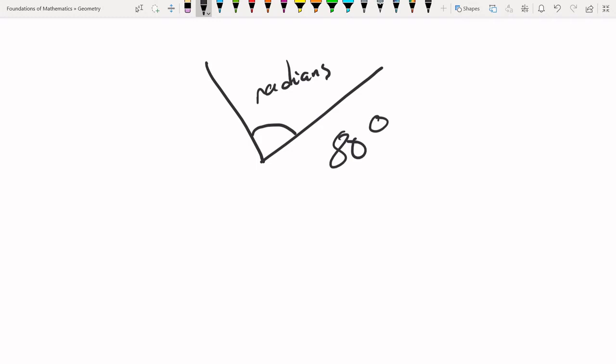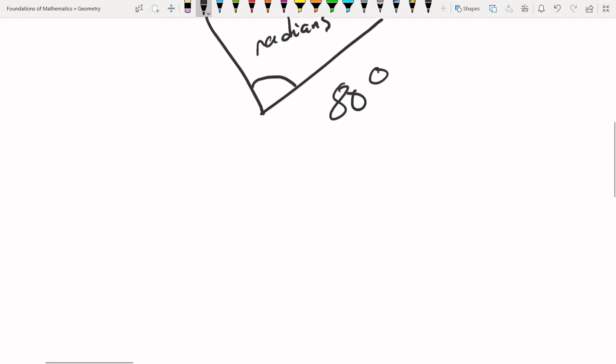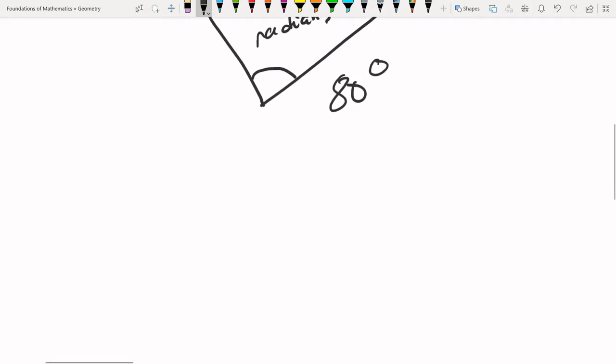Angles that are less than 90 degrees are acute angles. So an acute angle will look like something like this. Or of course, it can be in any direction. These are both acute angles.